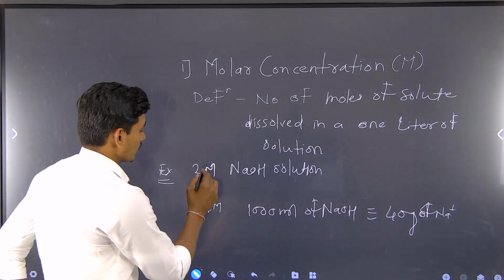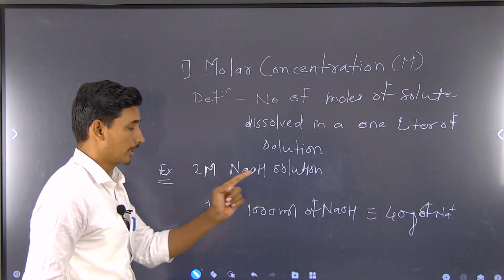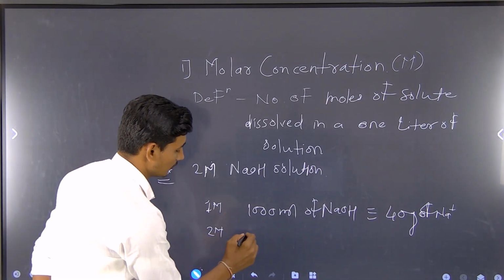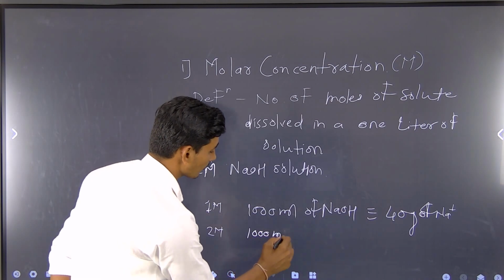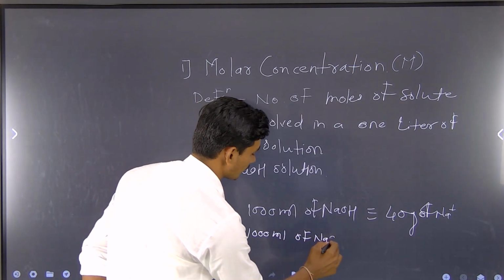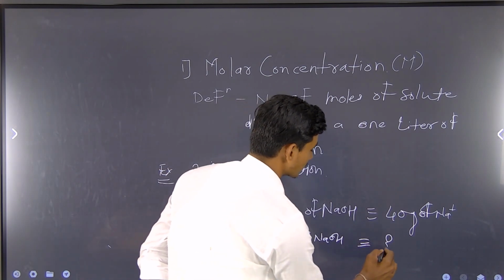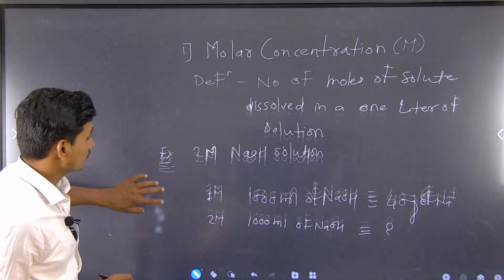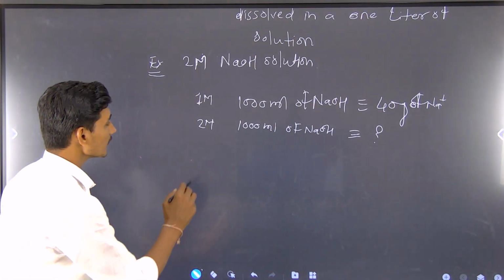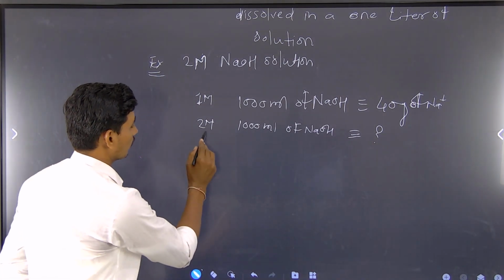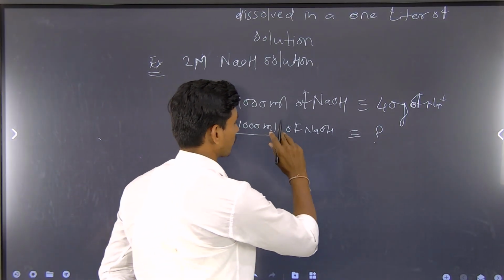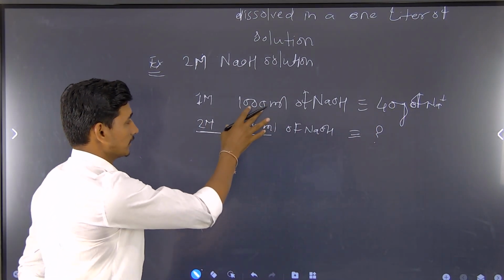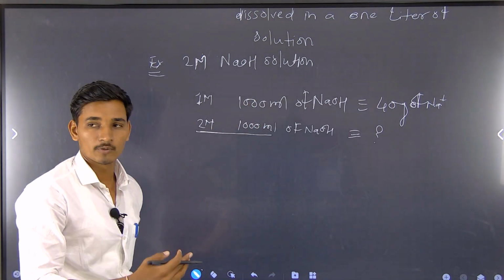Then the question is how to prepare a 2 molar NaOH solution. Then we write here 2 molar, 1000 ml of NaOH, corresponding to how many grams of NaOH we have to take. So here we cross multiply the 2 molar and 1000 ml with the molar mass of NaOH, and divide by the 1 molar and the 1000 ml of the solution.